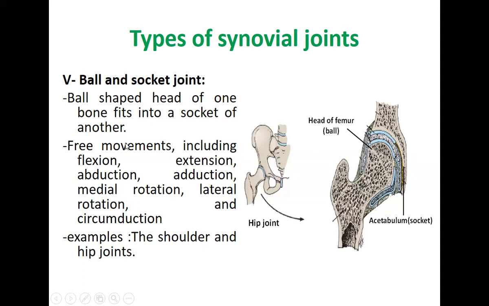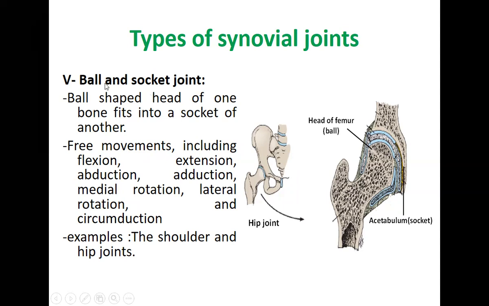Free movements are possible, including flexion, extension, abduction, adduction, medial rotation, lateral rotation, and circumduction. There are many movements here, very good movements taking place. In total, 7 movements take place. This is the joint of maximum mobility. So this is called free movements in the ball and socket type.